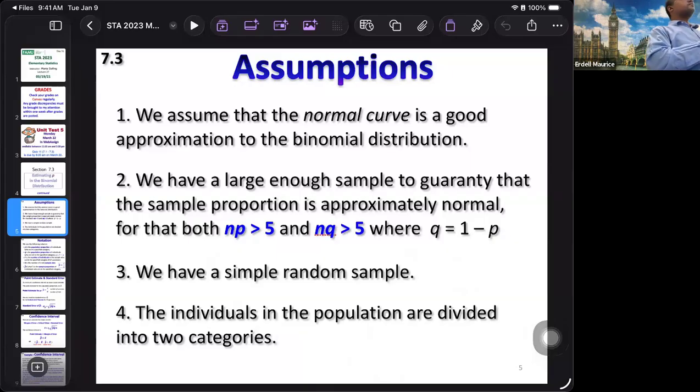Questions there? Most of your homework assignment questions on here, that's literally the first thing you're going to see: NP and NQ. You have to remember it's always the same number, and that number is 5.